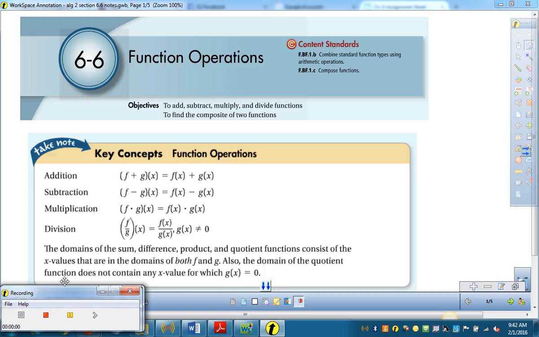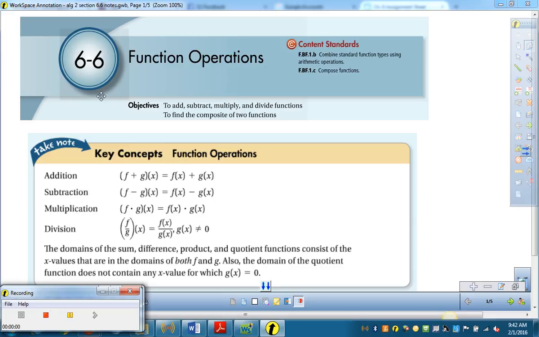Okay, so we are on section 6.6, and we are now doing function operations. You've done these before in Algebra 1. You just need to get used to the notation. So if they ask you to do f plus g of x, that means take your f of x function and add it to your g of x function. Easy enough. Same for subtraction, multiplication, and division.